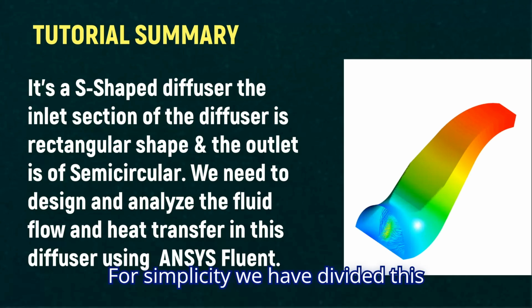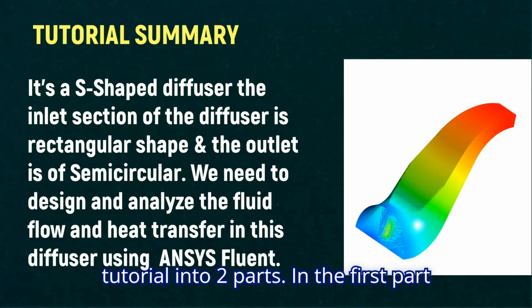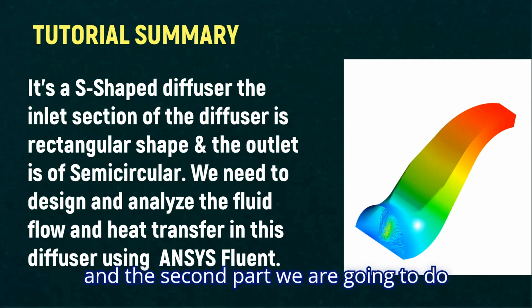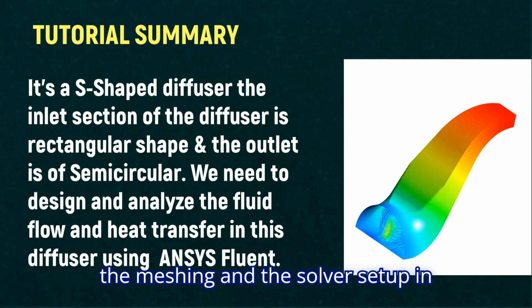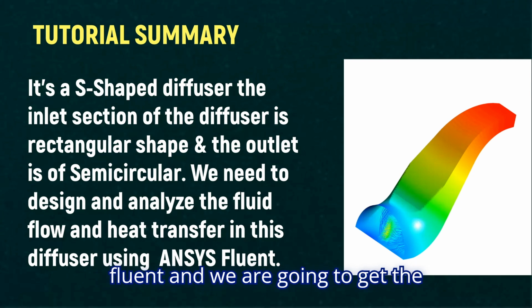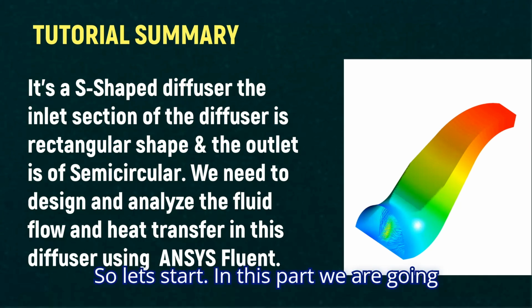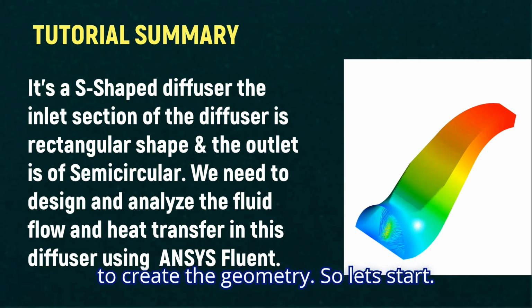For simplicity, we have divided this tutorial into two parts. In the first part, we are going to make the geometry, and in the second part we are going to do the meshing and the solver setup in Fluent, and we are going to get the results. So let's start. In this part we are going to create the geometry.